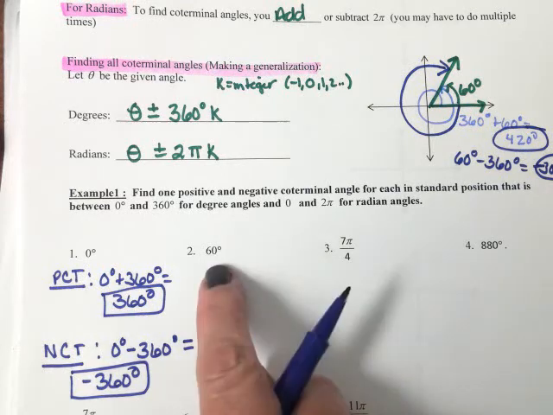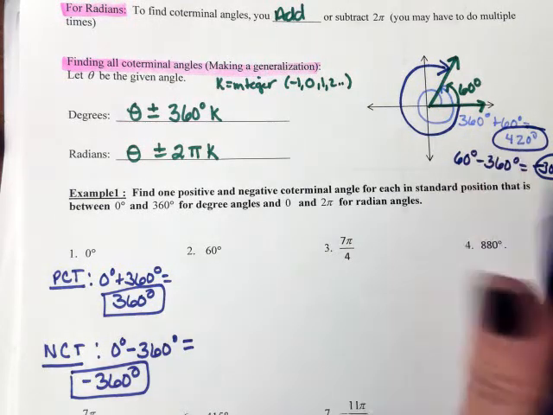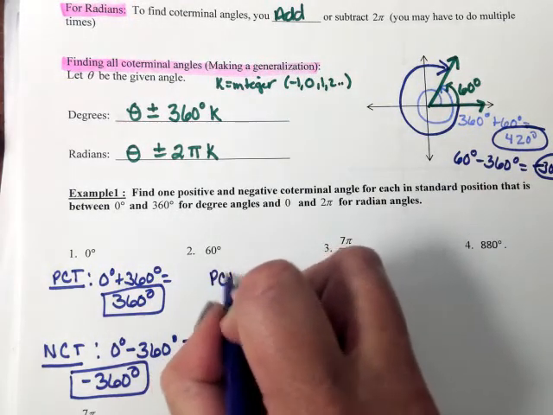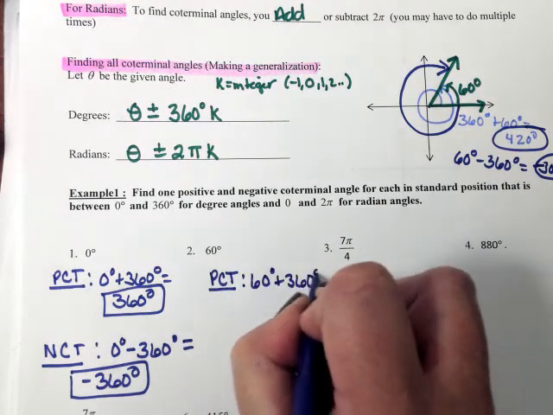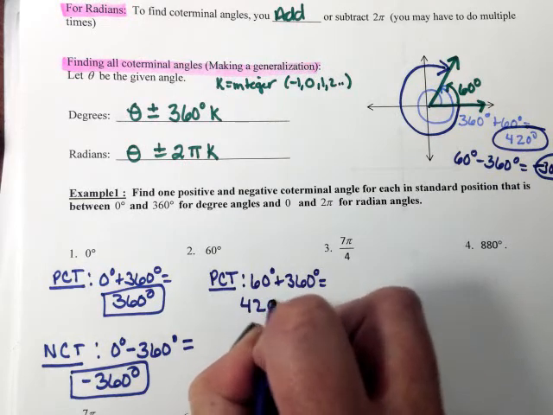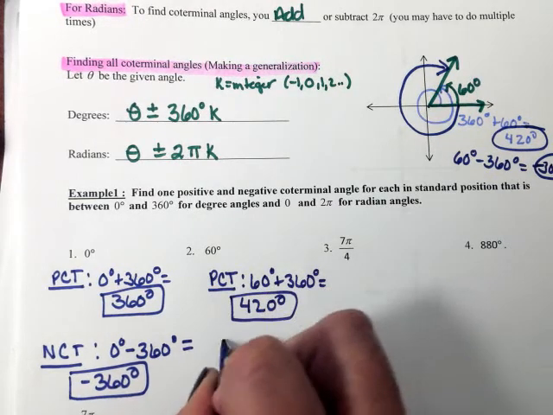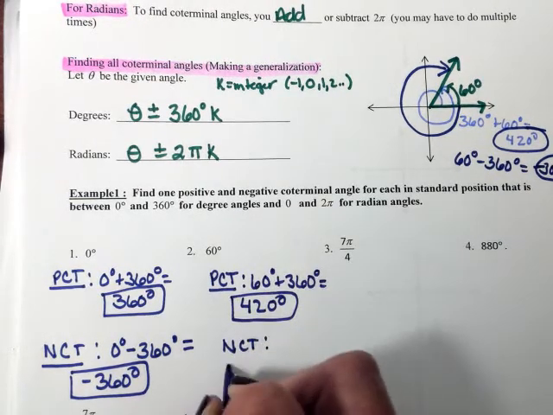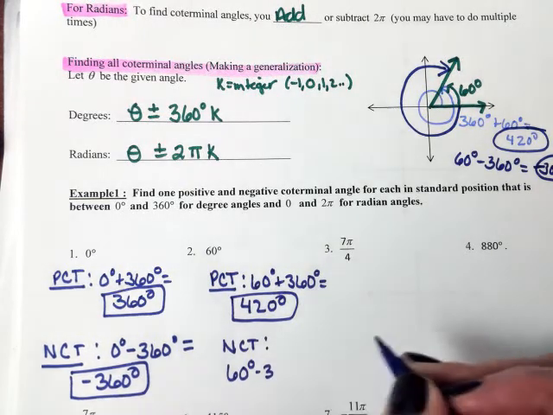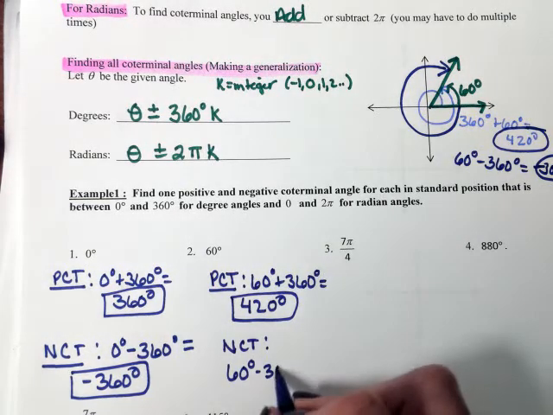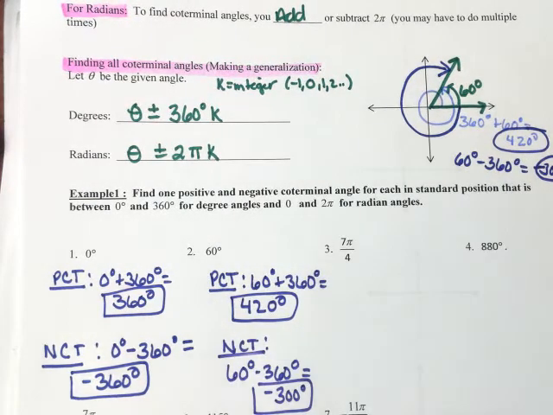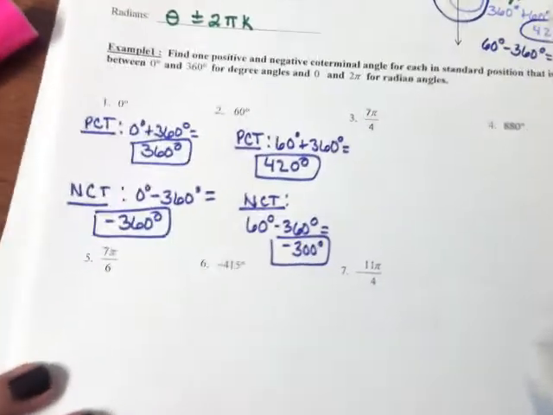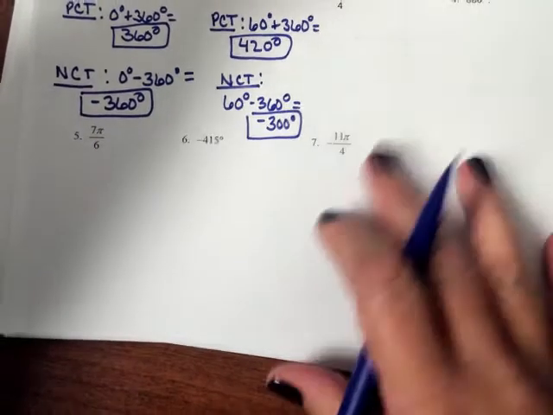And I actually just did 60 degrees up here in this example. Again, my positive coterminal angle can be found by taking 60 degrees plus 360 degrees, which gives me 420 degrees. My negative coterminal angle is 60 degrees minus 360, which is negative 300 degrees. Okay, so that's how you find coterminal angles for angles that are in degrees.